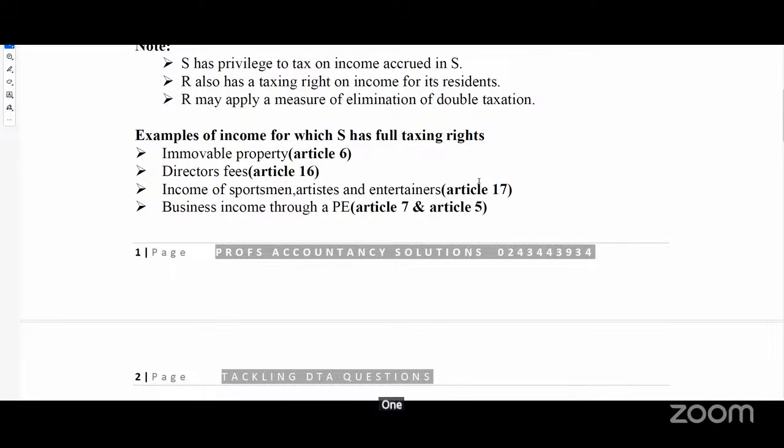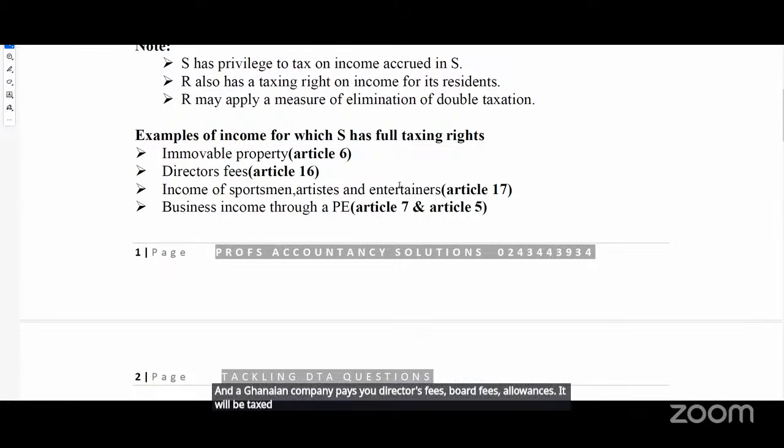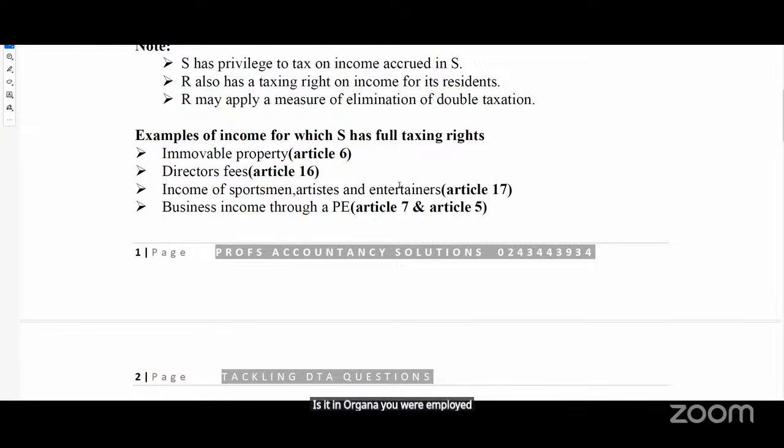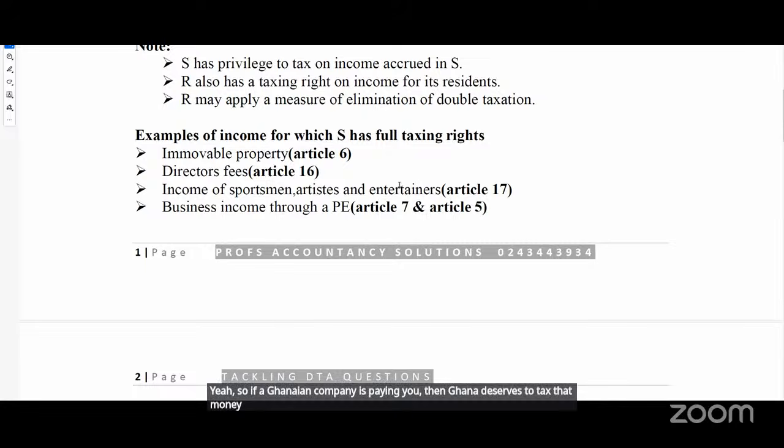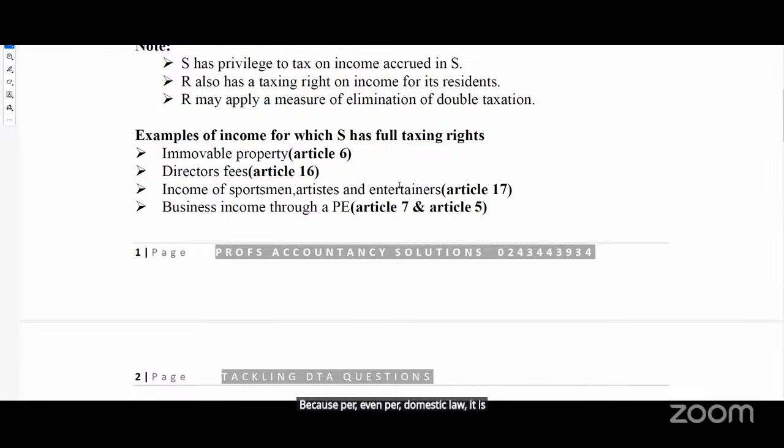One, immovable property. It is taxed where it is located. Director's fees: if you're a director in Ghana, but you're a UK citizen, and a Ghanaian company pays you director's fees, board fees, allowances, it will be taxed where? In Ghana. Is it not Ghana you were employed? Yes, Prof. So if a Ghanaian company is paying you, then Ghana deserves to tax that money, because even per our domestic law, it is gains and profit from that employment.